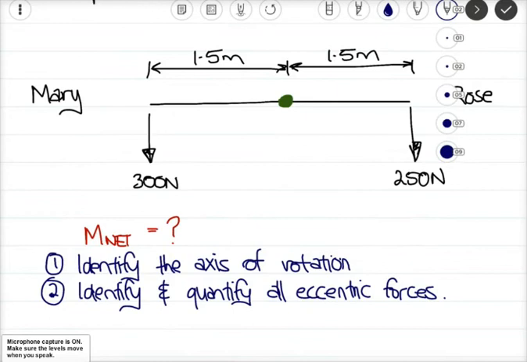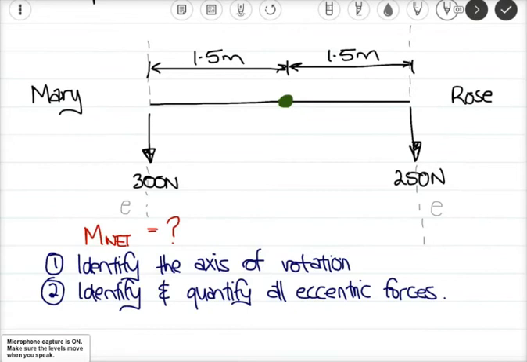So just to run through it again, identify eccentric forces. Remember, we just need to extend each force's line of action, and if it never runs through the axis of rotation, it's eccentric. So as you can see, the grey dashed line will never run through the green blob, and so we have an eccentric force here with Rose, and following the same logic we can show that Mary also has a line of action that will never intersect with the green blob, and so it too is eccentric.